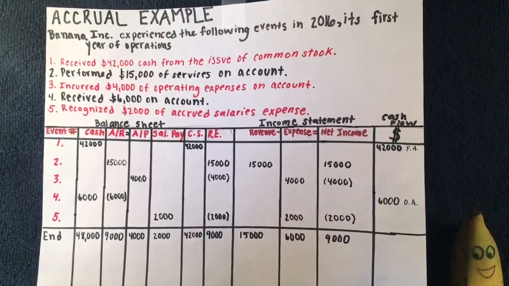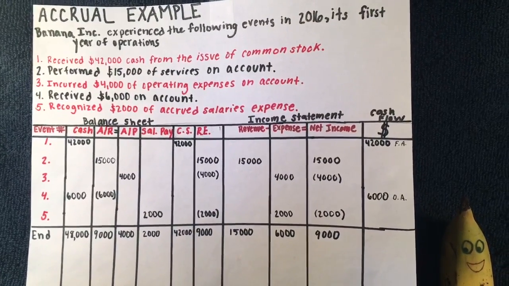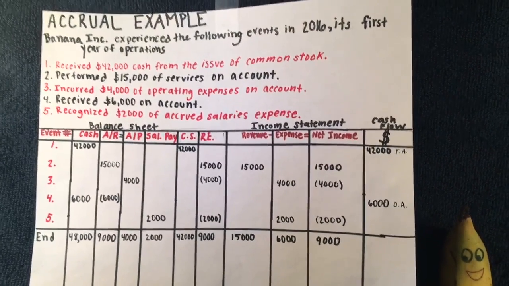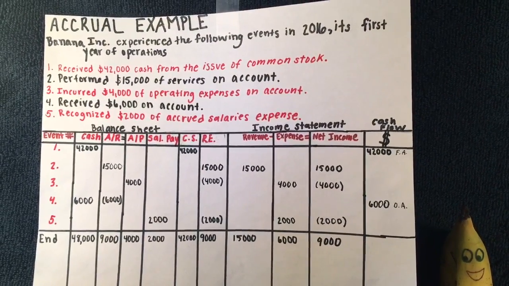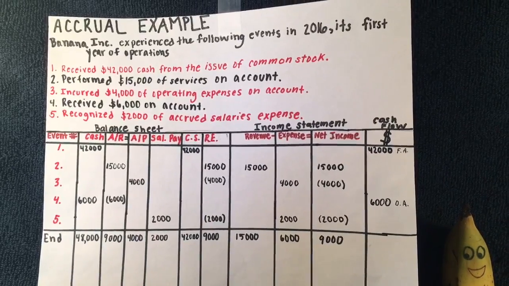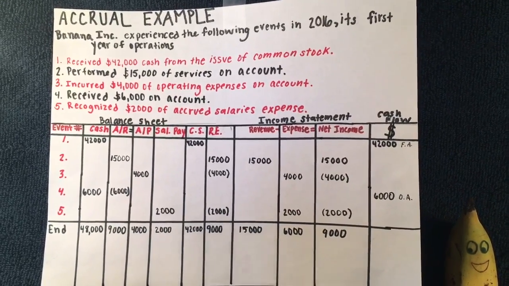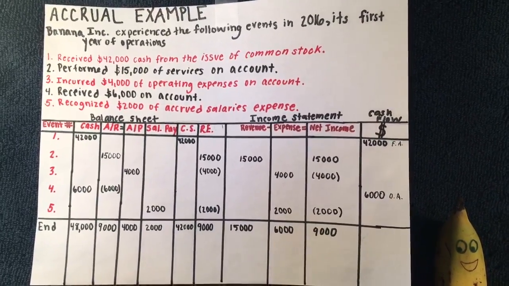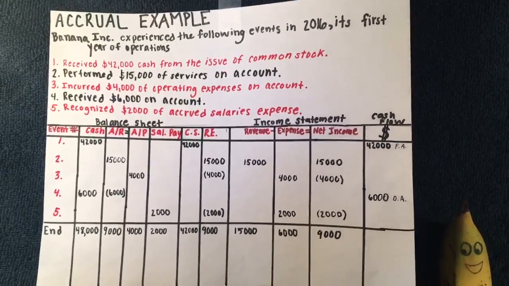In Event 3, Banana Inc. incurred $4,000 of operating expenses on account. This would increase accounts payable by $4,000. It would be a $4,000 operating expense. It would decrease net income by $4,000, and when closed out would decrease retained earnings by $4,000.